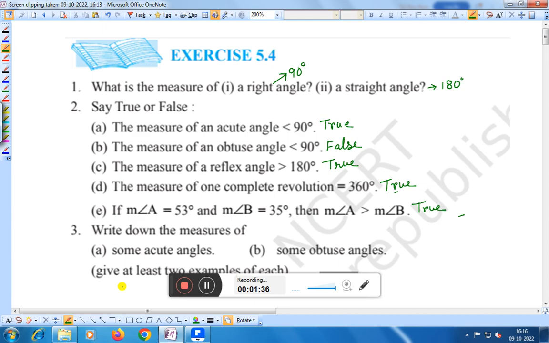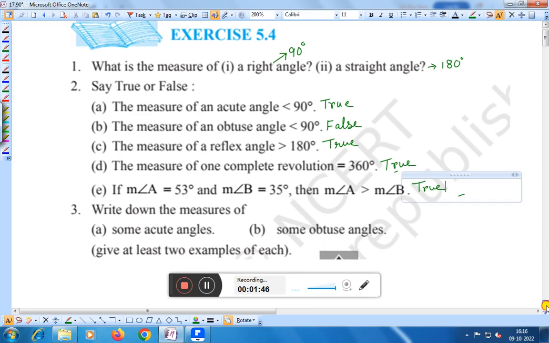Write down the measure of some acute angles and some obtuse angles. Acute angle means less than 90 degree. We are giving some examples like 30 degree, 40 degree, 50 degree, 60 degree, etc. These are the measures of acute angles.